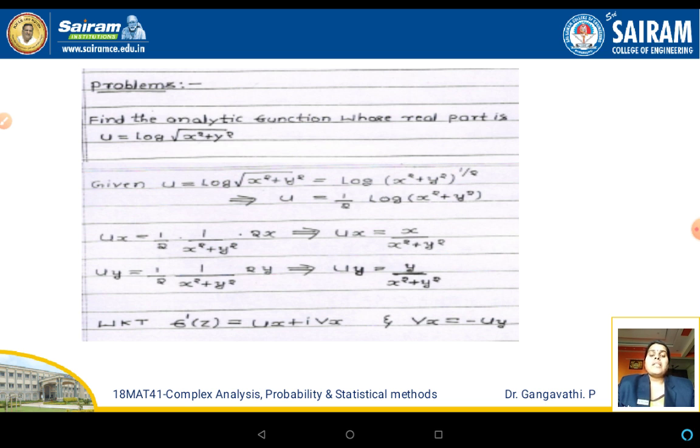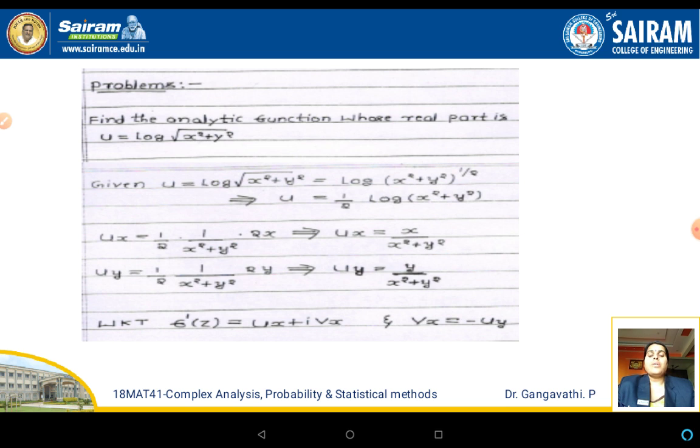Find the analytic function. Let us see the first problem. Find the analytic function whose real part is u is equal to log of the square root of x square plus y square. Let us look at the problem and understand the problem statement. You need to find the analytic function. The analytic function is f of z, and only the real part, that is u, has been given for us. So now let us do the solution.